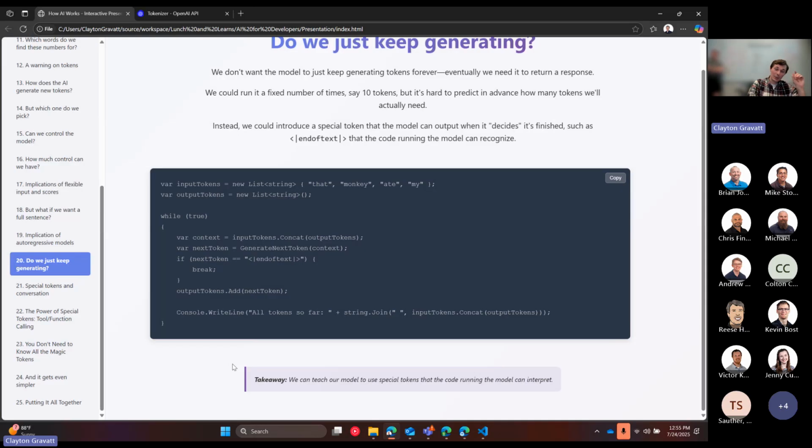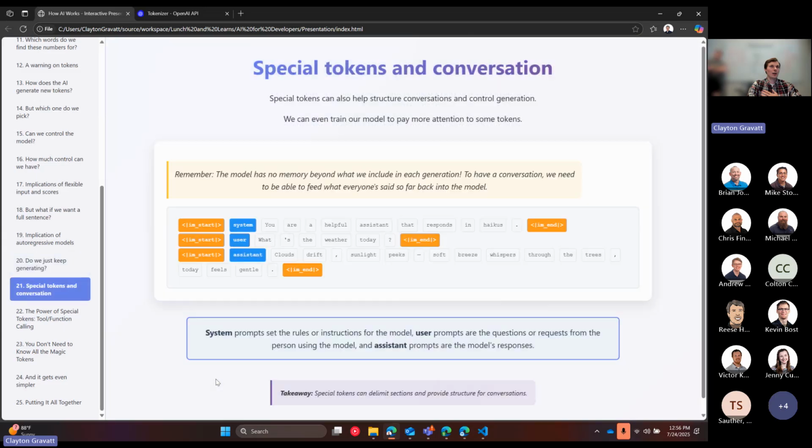So the takeaway here is that we can also teach our model some special tokens that the code running the model can interact with and look for. We might call these control tokens. And these are helpful for other things too, not just for output, also for how we can structure a conversation. If you remember, in order to generate the next token, we have to feed in the whole input so far, plus any outputs we've already had, to keep building on top of it. If we wanted to have a conversation, we'll need to be able to feed that entire conversation back in. So we need to be able to feed in both what it said so far and what our user is saying, what we're typing to it.